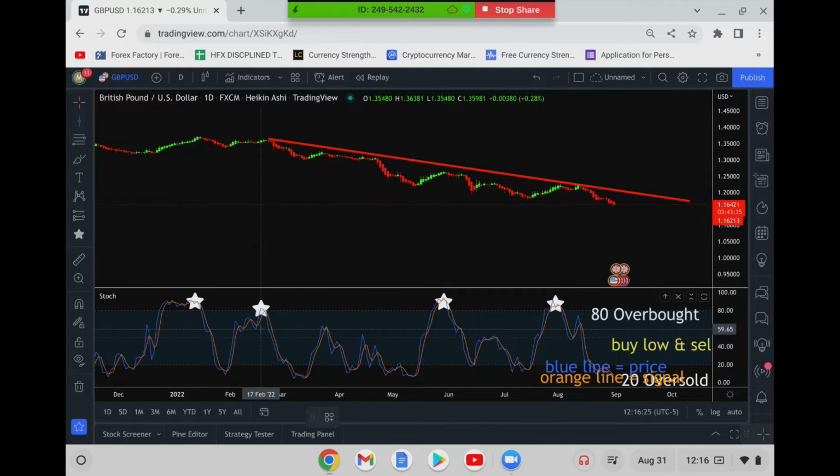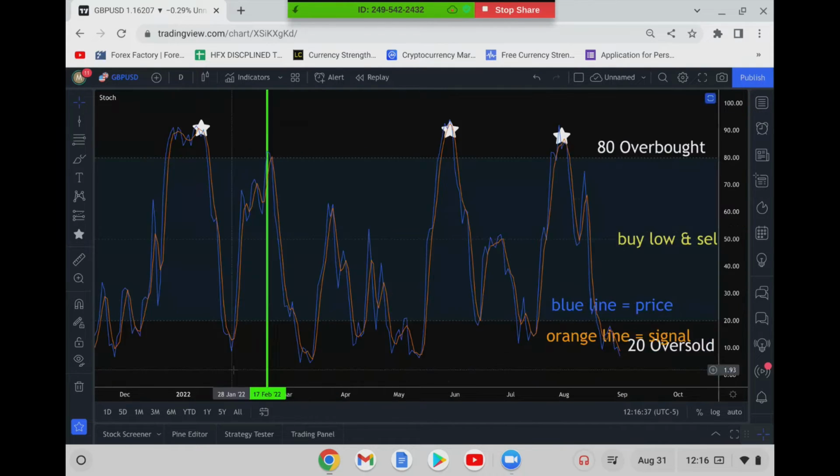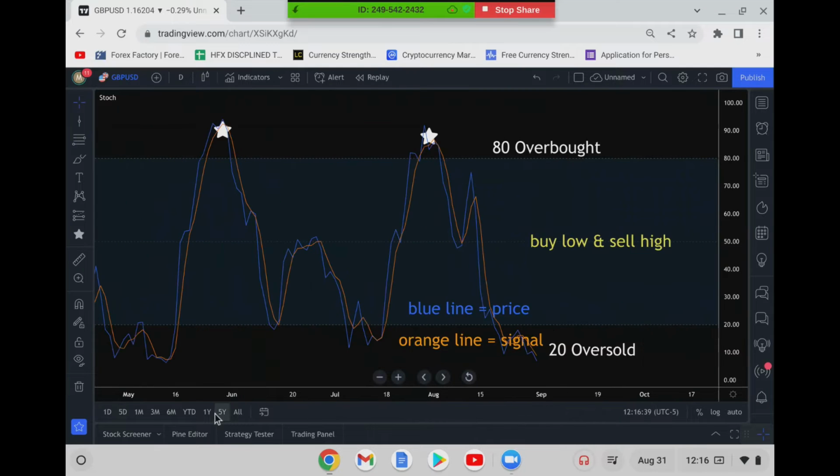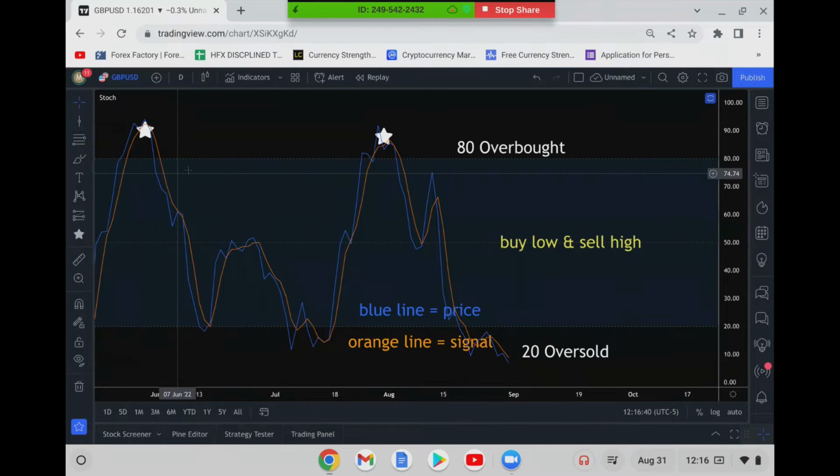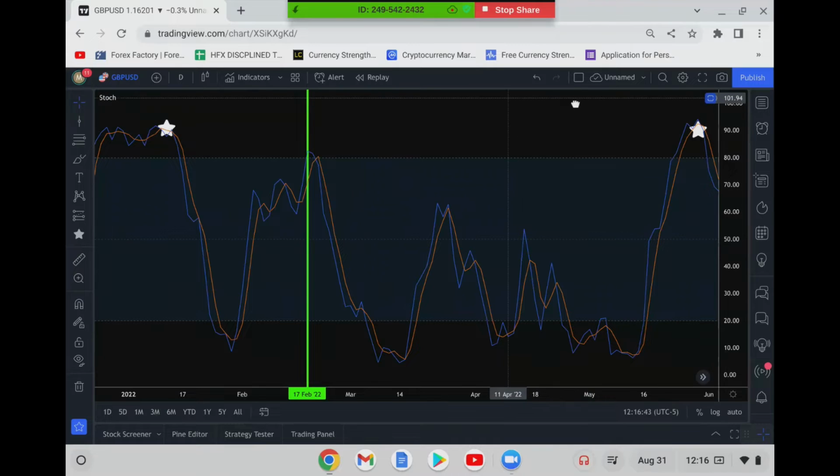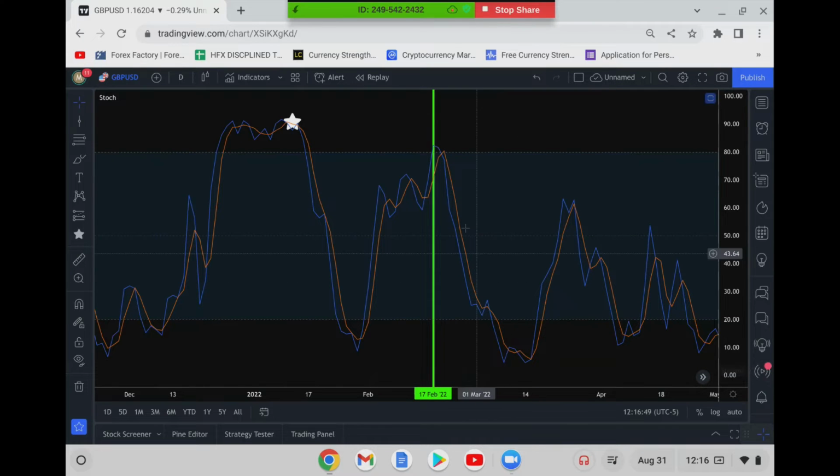So let's just start with this example right here. So I'm going to remove this white star just so we can see what's going on. If we zoom into our stochastic oscillator, we can see that we had price in the overbought region, right? Let's go ahead and label this as overbought again.